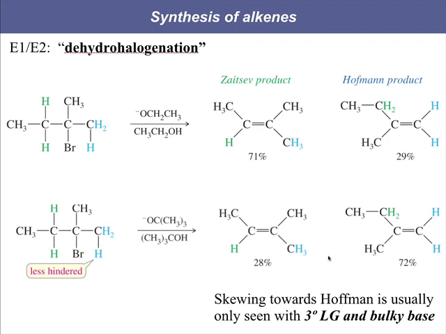Usually I'm fine if you always pick the Zaitsev product as your major product. In the case of a tertiary leaving group, notice that this bromine is tertiary. It's on a carbon with 1, 2, 3 other carbons. That means that the adjacent hydrogens are going to be fairly blocked. And that big bulky base won't be able to grab the more substituted ones, so you won't get the more substituted double bond. Just be aware of that. If you want to be super picky, you can follow that.